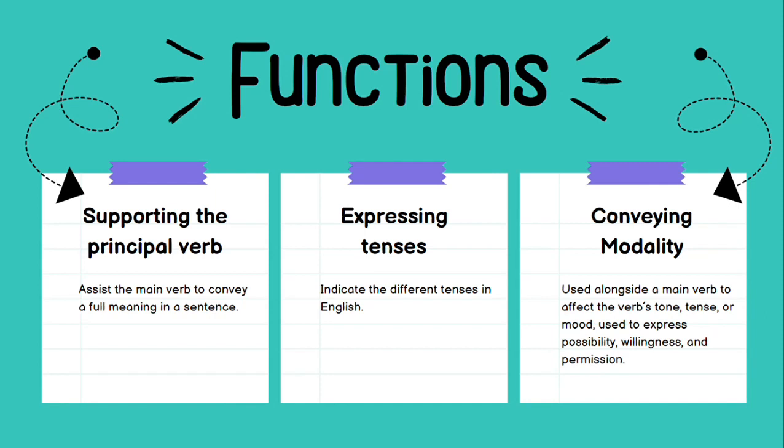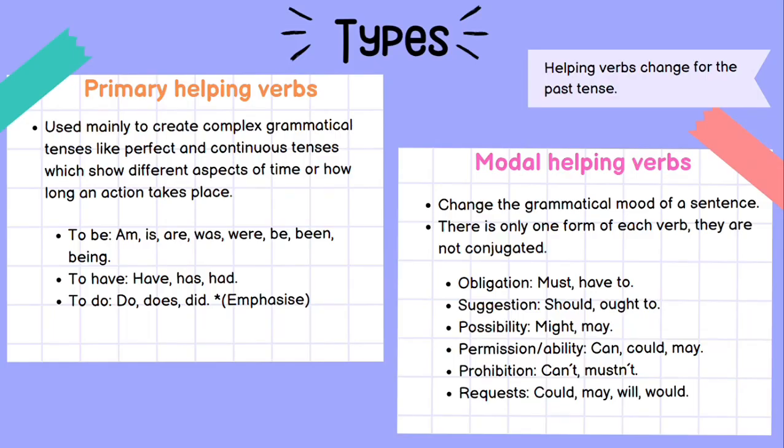The second one is expressing tenses. It indicates the different tenses. And the third one is conveying modality, that is, it is used alongside a main verb to affect the verb's tone, tense, or mood, and is also used to express possibility, willingness, and permission. We have 2 main types.